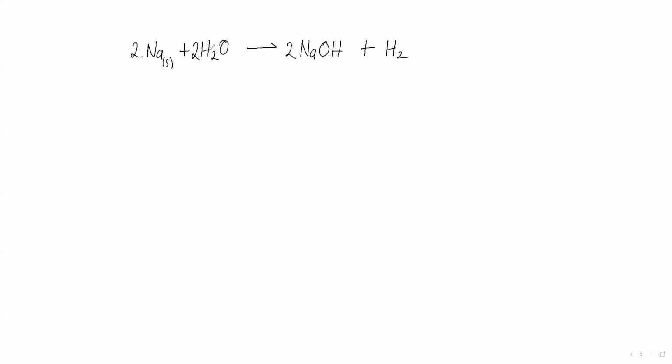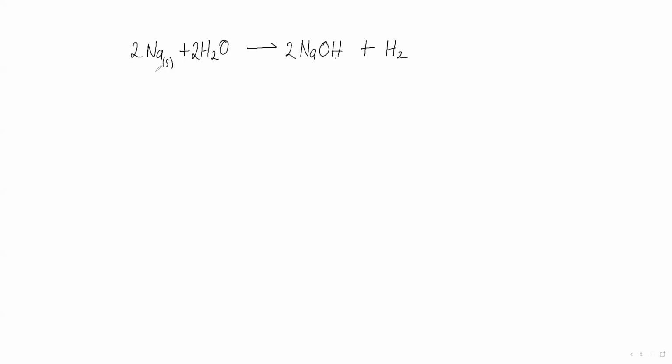Okay, so this is balanced because I've got 2 sodiums here, 2 sodiums here. I have 2 times 1 oxygen here, 2 oxygens here. And I've got 2 times 1 for 2 hydrogens, plus 2 more is 4, and then I've got 2 times 2, so 4 hydrogens, okay?